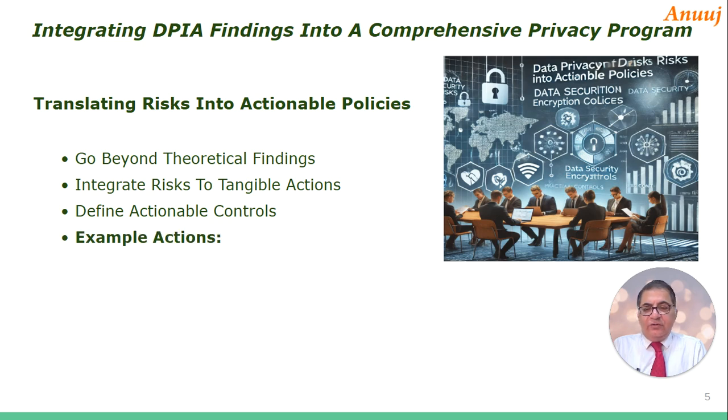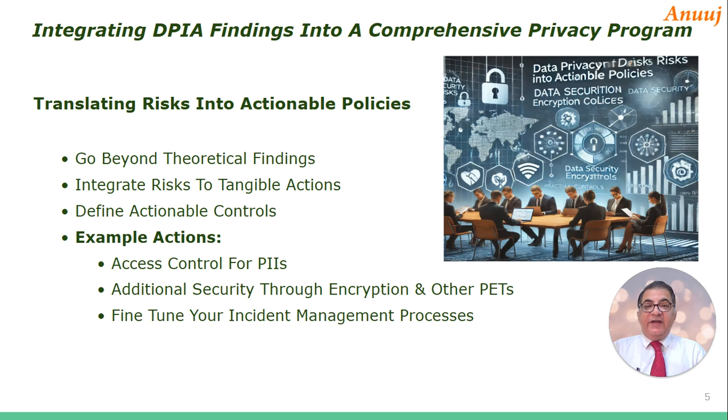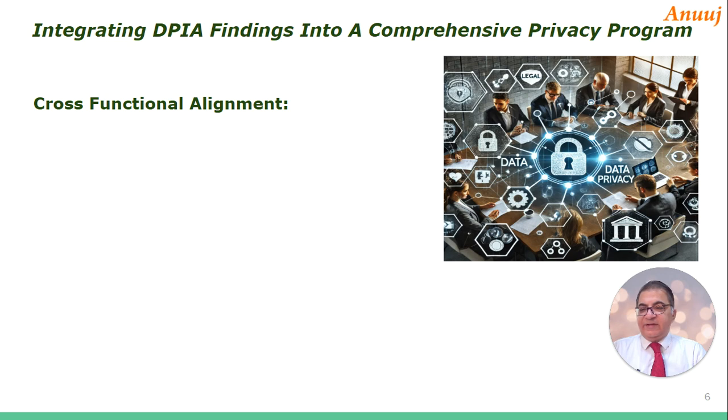Have some actionable controls. For example, access controls. Security of the data. Is the data encrypted? Maybe if it is sensitive data like healthcare or financials, you need to put in better security than just encryption. You should look into the privacy enhancing technologies available and implement them in your system. Fine-tune your incident management process, because that's another very, very important aspect of data privacy, incidents and breach. So you should improve privacy management through the DPIA findings.